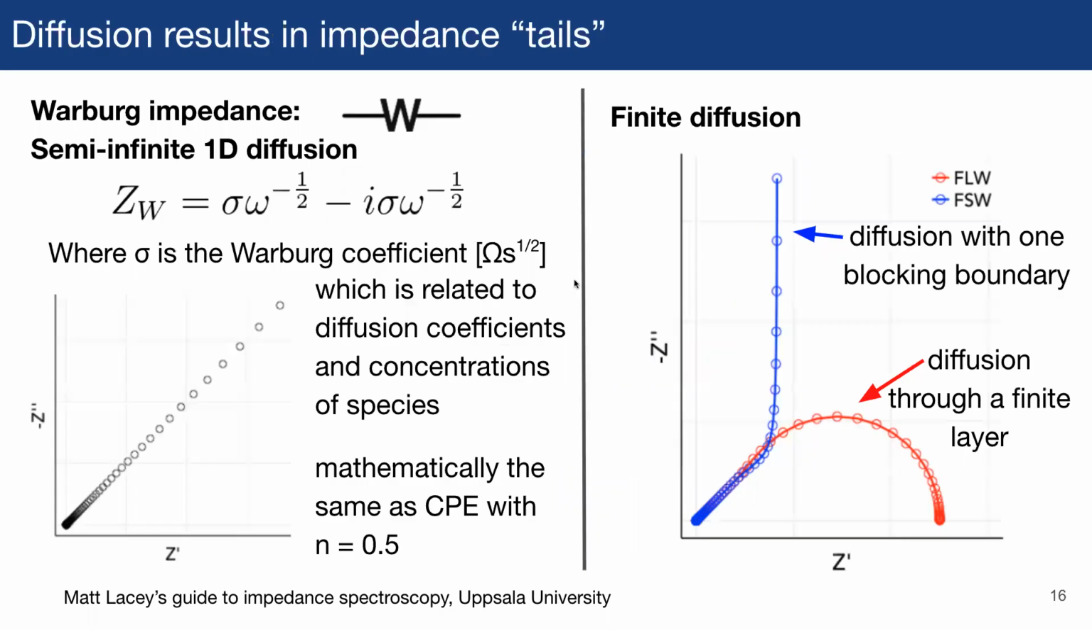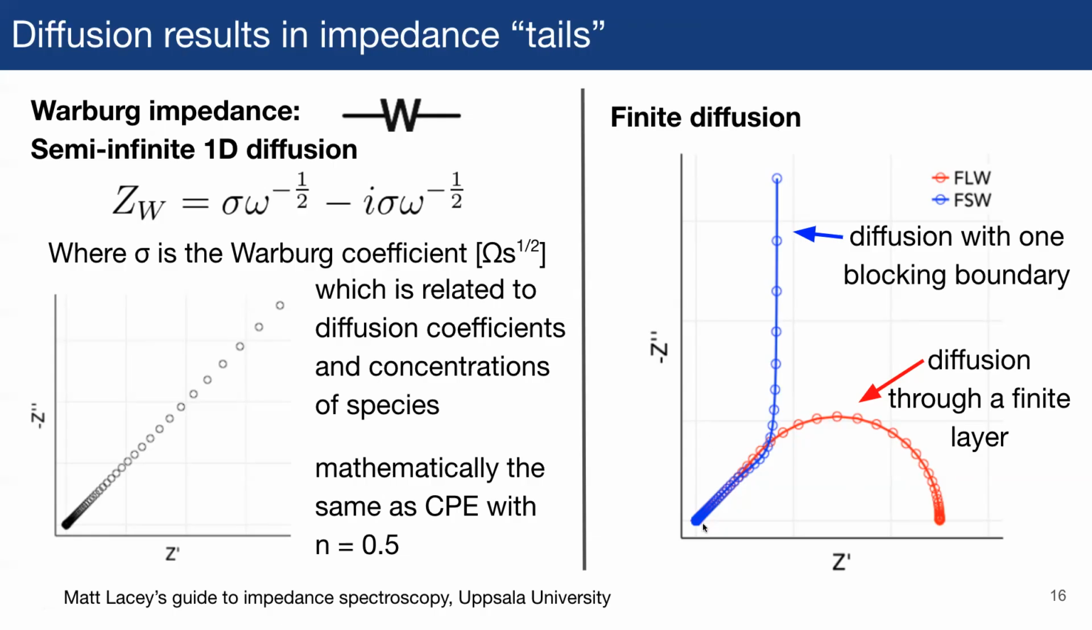Some last components that I want to talk about, this Warburg impedance, which is used to model semi-infinite one-dimensional diffusion. And this impedance basically is just a constant phase element with n equals 0.5. And so this component allows us to basically back out some diffusion coefficients within our system. And we basically get slightly different diffusion according to whether or not we have a blocking boundary.